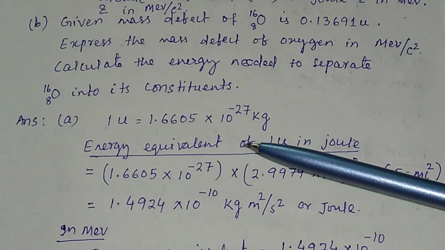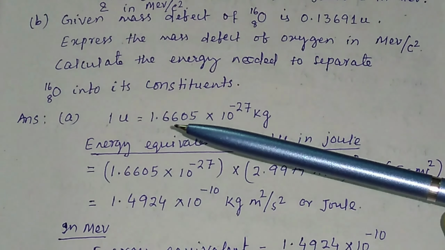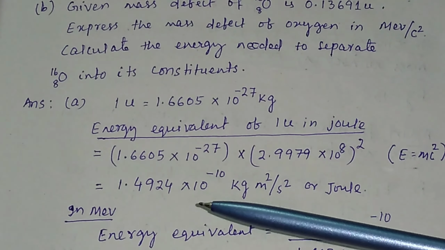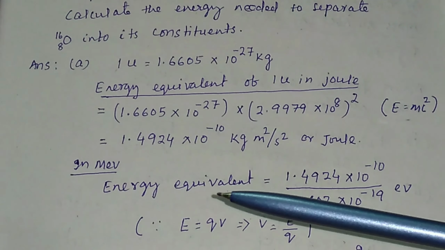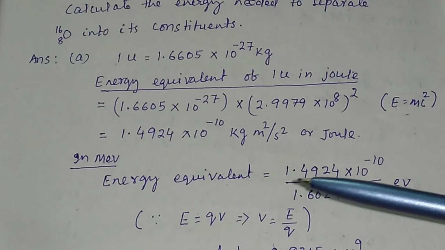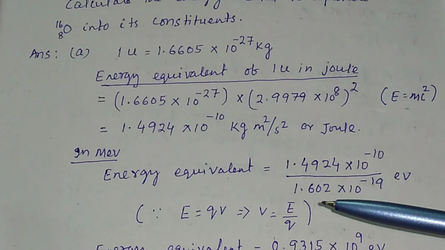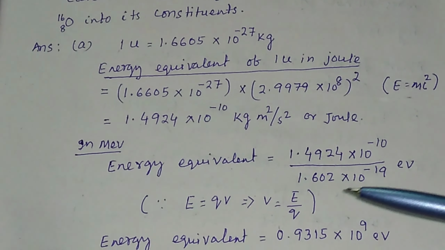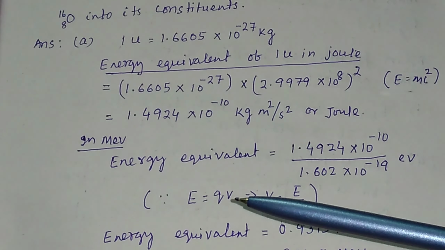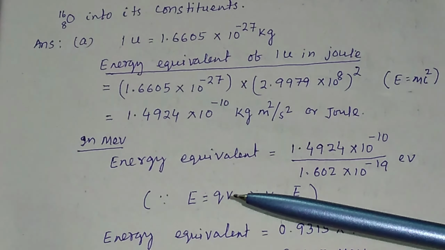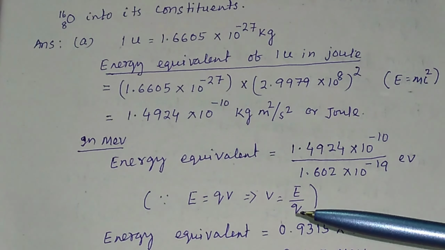So now we will find out the energy equivalent of 1 u, or atomic mass unit, in MeV. The energy equivalent of 1 u in MeV will be equal to the energy in joule divided by the charge of the electron, because you know energy or work is equal to the product of charge and potential, and potential is equal to energy divided by charge.